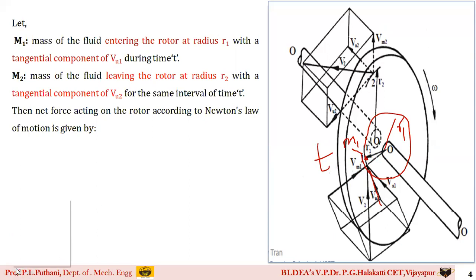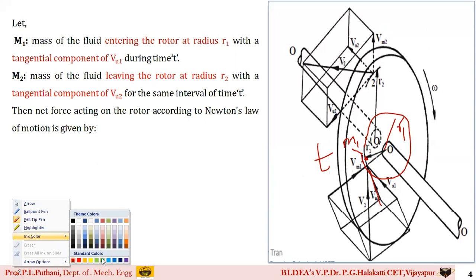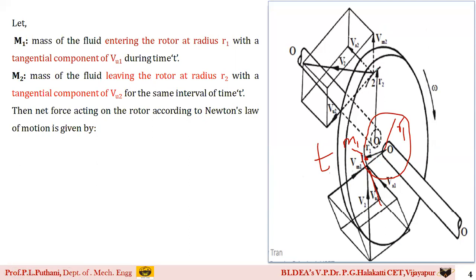Similarly, M2 is the mass of fluid at point number 2. Here it is the mass of fluid which is leaving the rotor, coming out of the rotor, at the rotor radius R2, with the velocity component VU2, and having the same time T. That is the reason we have said that the flow is the steady case.